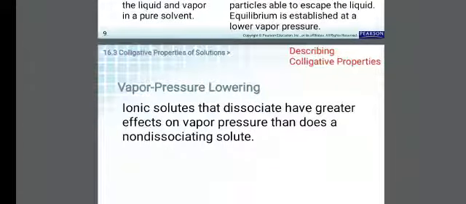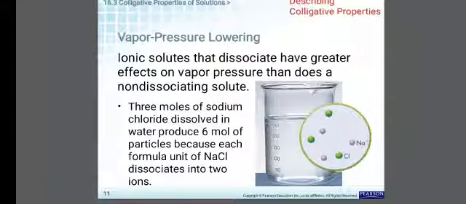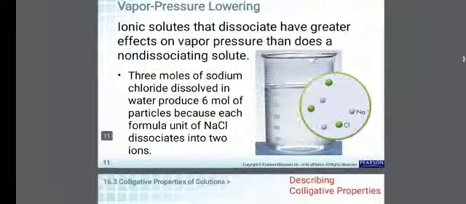Ionic solutes that dissociate have greater effects on vapor pressure than does a non-dissociating solute. 3 moles of sodium chloride dissolved in water produce 6 moles of particles because each formula unit of NaCl dissociates into 2 ions.